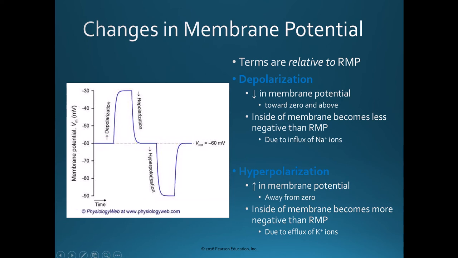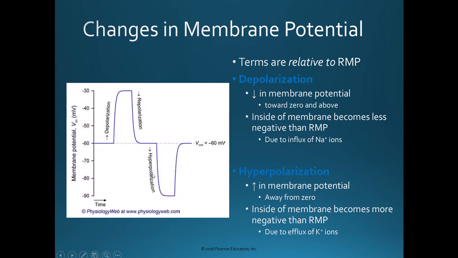If we hyperpolarize our cell, hyperpolarize means more polarized. So we're going to increase the difference between the inside and the outside of the cell. To increase the difference between the outside and inside of the cell, then the membrane potential is going to increase, right?